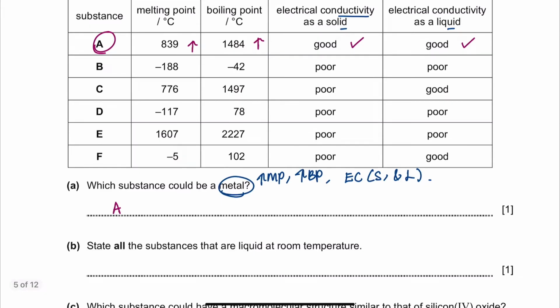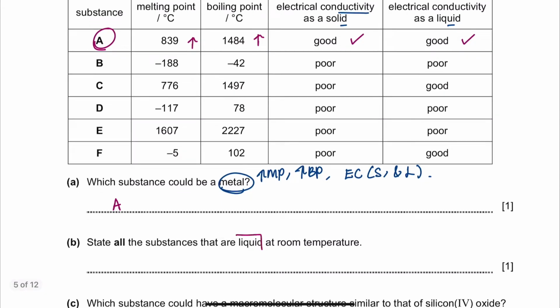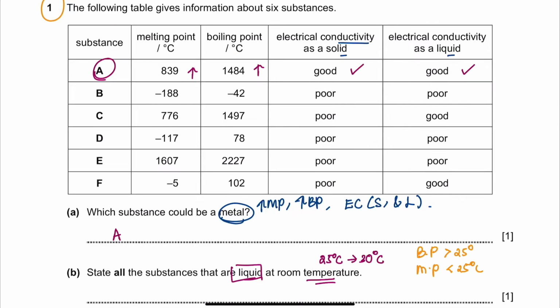Question B, state all the substances that are liquid at room temperature. Now, room temperature is typically between 25 degrees Celsius to 30 degrees Celsius. So we need to look for a substance whose melting point is below 25 degrees Celsius. It means that this substance should have already melted at a temperature which is below 25 degrees Celsius.